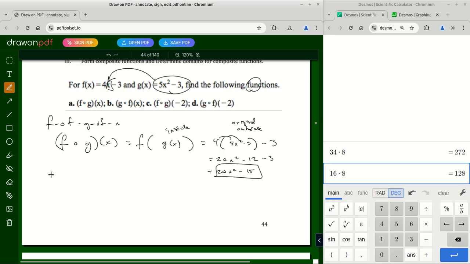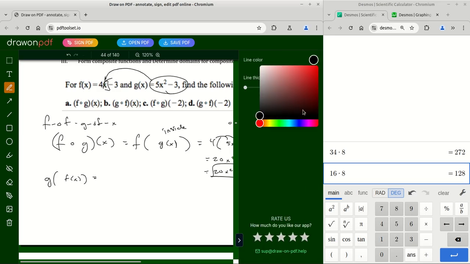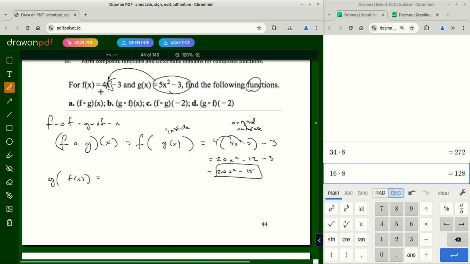Okay. Let's do the g of f of x. Notice that the f is now the one on the inside. You know what? I'm going to use a different color. I've been doing a lot of red. Let's do some blue. So what I'm going to do this time is take this and plug it in there into this x. So I had 5 times blank squared minus 3. What goes on the inside this time? 4x minus 3. This one's a little bit more complicated to simplify. I am so sorry.